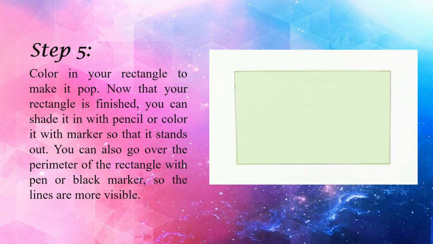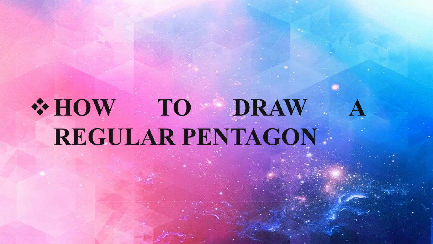Step 5. Color in your rectangle to make it pop. Now that your rectangle is finished, you can shade it with a pencil or color it with a marker so that it stands out. You can also go over the perimeter of the rectangle with pen or black marker so that the lines are more visible.